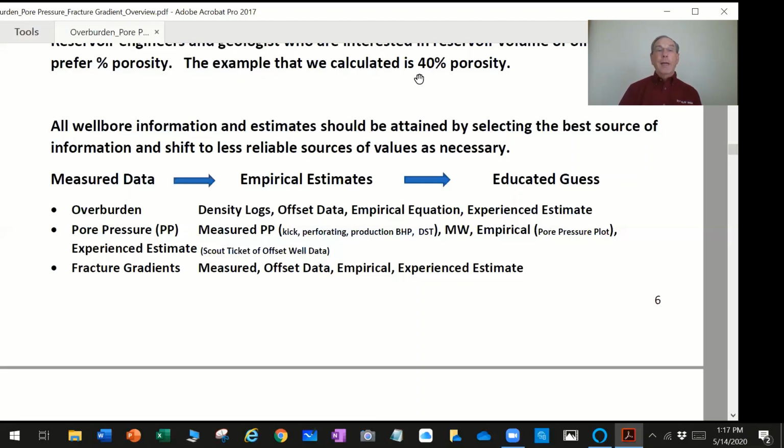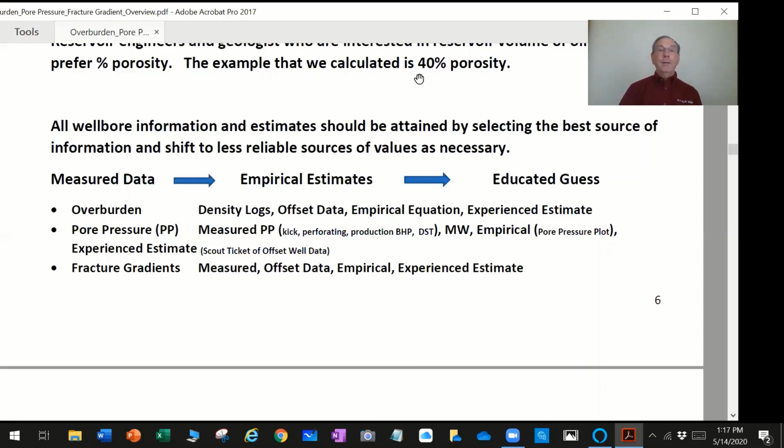I've had to do well designs in the past with very simple information. I had a scout ticket from an offset well, and all I knew is they had 17 pound per gallon mud at some depth. So my experience estimate for my well was that since they had 17 pounds per gallon mud at a particular depth, then I would assume the pore pressure at that depth on my well, if I was offsetting that well, may be around 16.5 pounds per gallon. I mean, it's a lot of guesswork in this, and just using the knowledge of the information that you have.